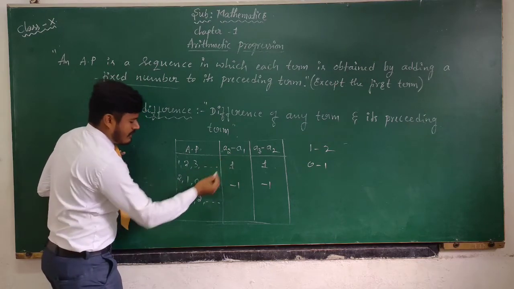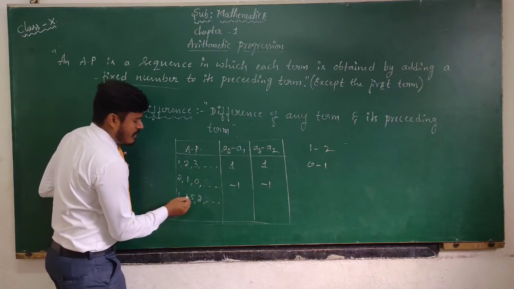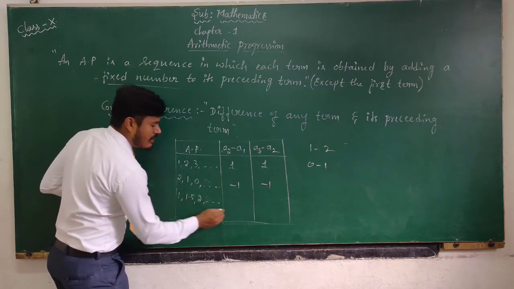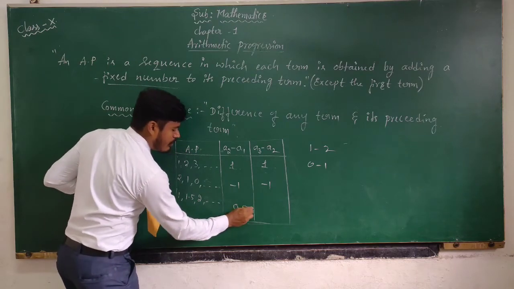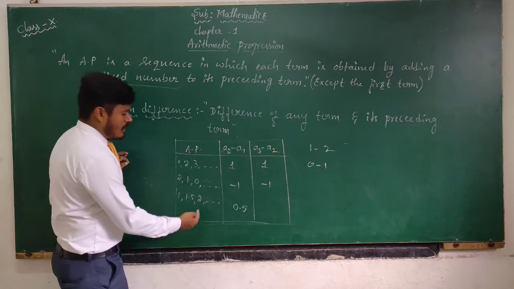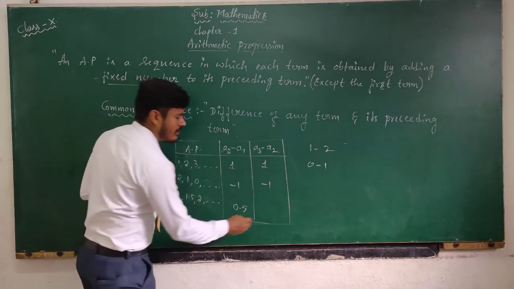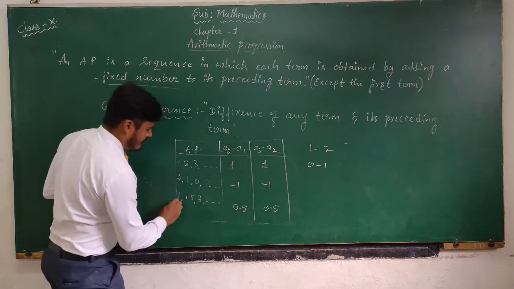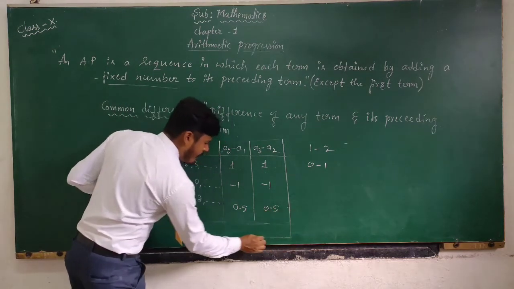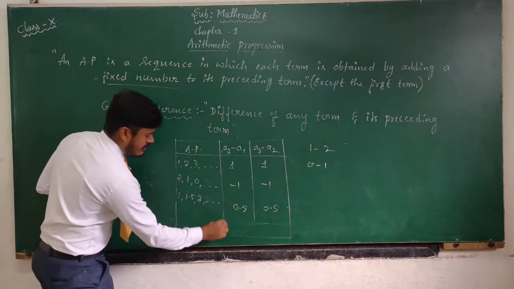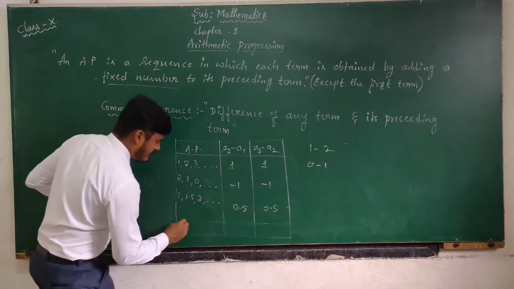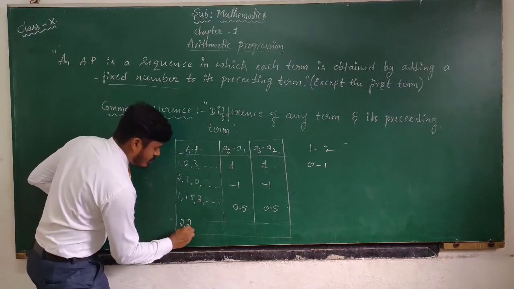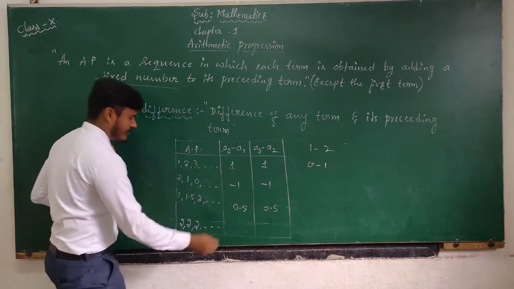Here a2 minus a1, the second term minus the first term, is 1.5 minus 1, which gives 0.5. Then what about 2 minus 1.5? This is also equal to 0.5. Here also the common difference is the same. Then a very important example is 2, 2, 2 and so on.